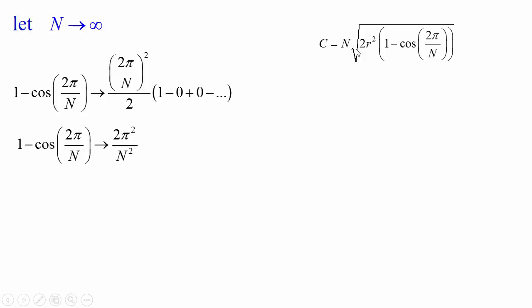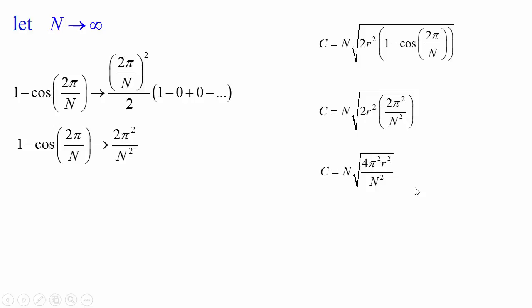So in our general solution for the approximation to the circumference, we can substitute for 1 minus cos 2 pi on n the value 2 pi squared over n squared. And that's what it looks like. Simplifying what's inside the square root, we obtain 4 pi squared r squared over n squared, and that simplifies to n times 2 pi r over n. And then cancelling out the n, we have our final value that the circumference of the circle is given by c equals 2 pi r.